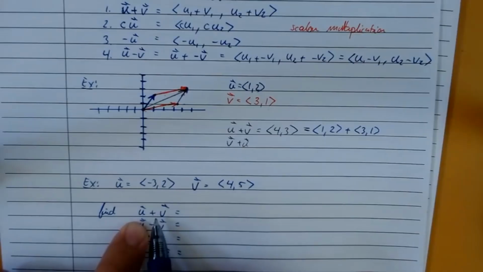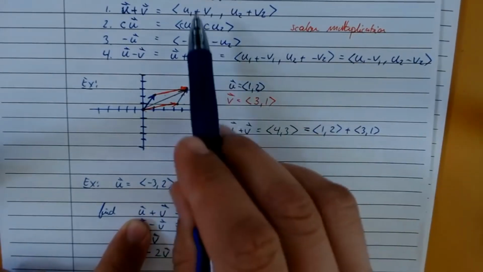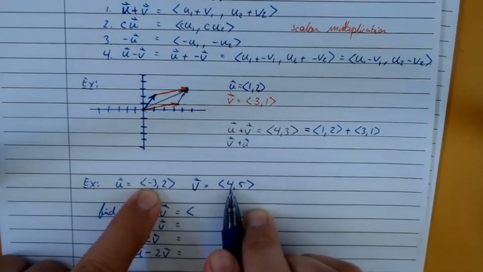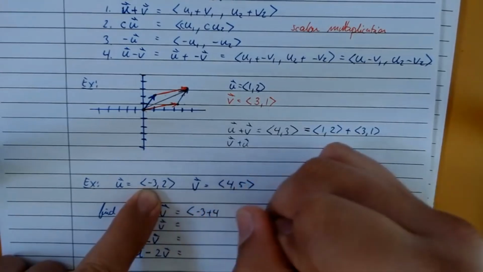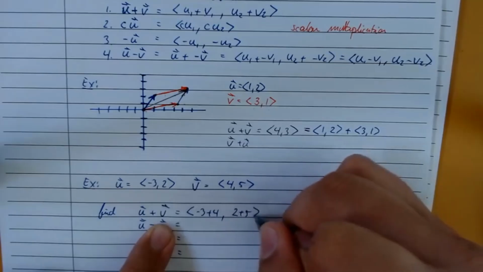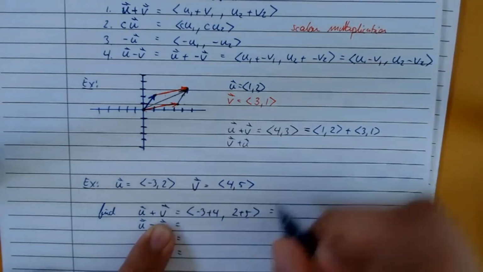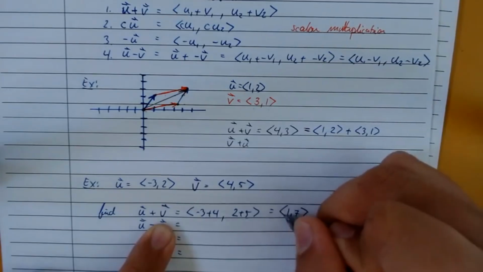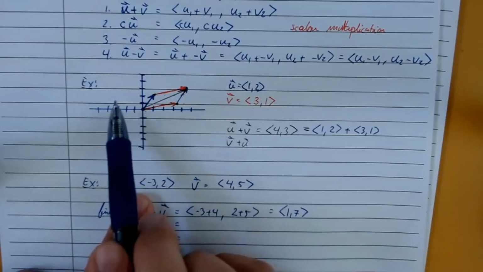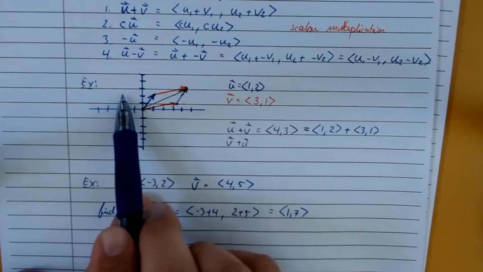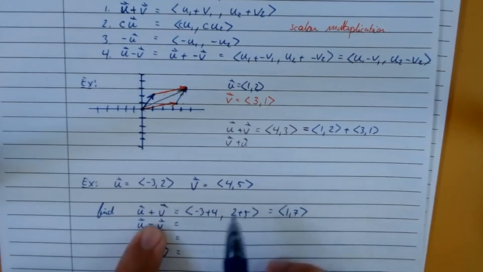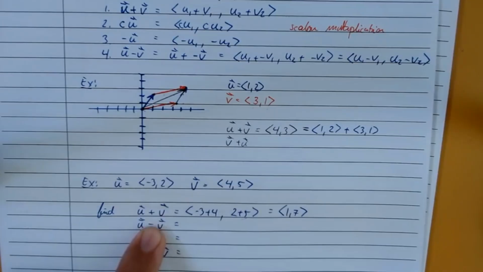To add two vectors together, you're going to simply add them component-wise. So here, that would be the sum of the two first components, -3 plus 4, and then the sum of the two second components, 2 plus 5, and that would give us 1, 7. So visually, first I apply the vector u to bring me up there, and then I apply the vector v to bring me over here. Visually that's what it is, but algebraically, it's simply the component-wise addition of those vectors.